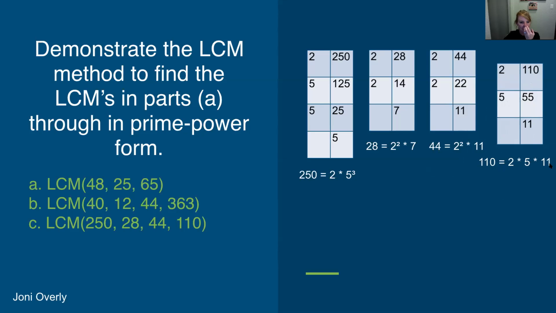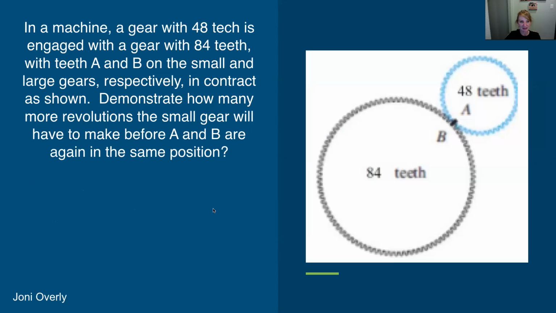So let's see if we can find the least common multiple of all of those. For 250, 28, 44, and 110, it is going to be your 2 squared times 5 cubed times 7 times 11. Okay, that was easy enough.